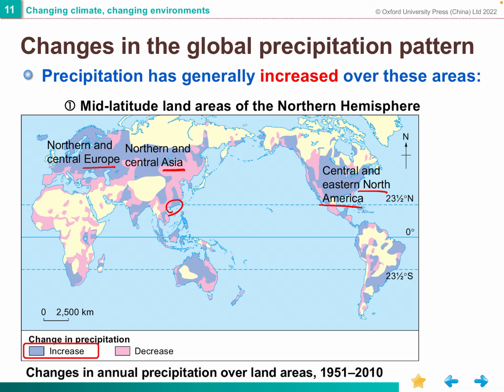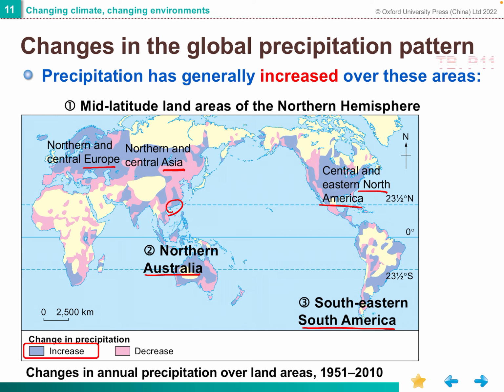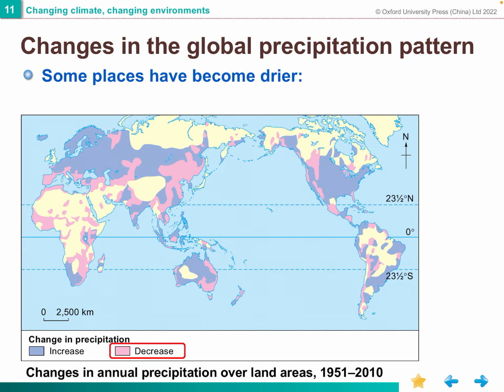And now let's look at the pink color. At the same time, some regions have less rainfall. Few more. Australia, and the last one, somewhere in South America, also have more rainfall. And now let's come to some places that have less rainfall. Hong Kong has more rainfall, but some places have less rainfall. Some places become drier.